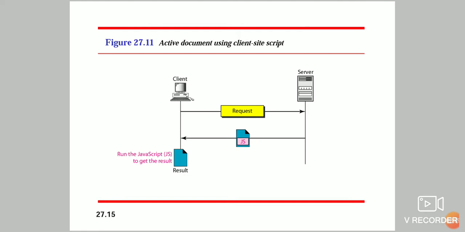There is a huge difference. For static documents, the web page is given directly because it is static. For dynamic documents, the web page is run at the server side, but for active documents it is run at the client side.